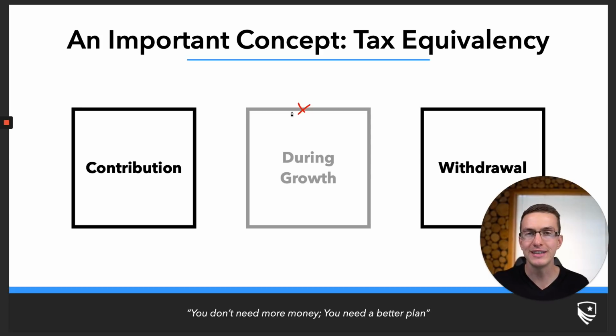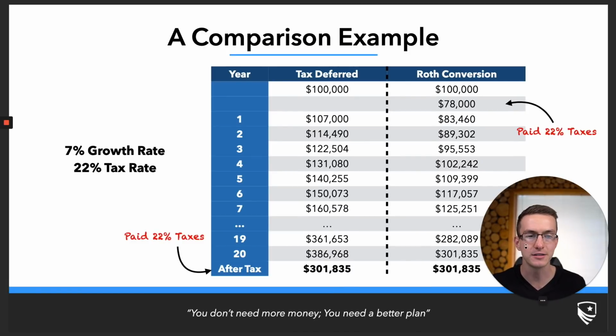But the tax equivalency concept basically specifies that if we're paying the exact same tax rate on the contribution as we would be otherwise paying at the withdrawal phase, those are equal tax equivalent scenarios. So let me walk through a quick example to show exactly what I mean. We're going to be talking in the context of a Roth conversion here.